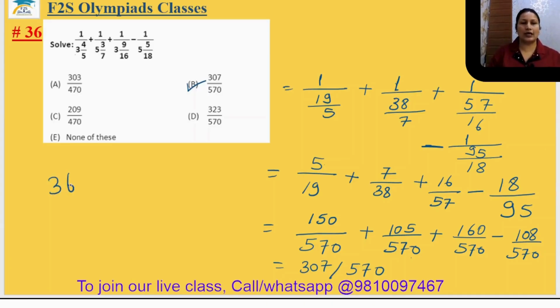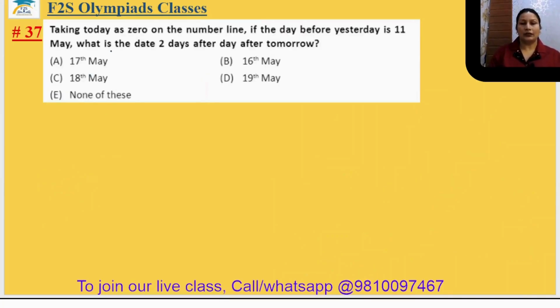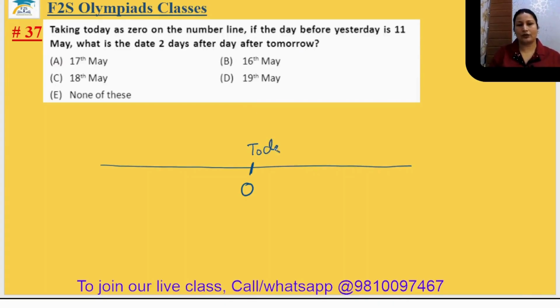36th answer is option B. Come to question number 37. Taking today as 0 on the number line, first make a straight number line. 0 will be here, and today is 0.